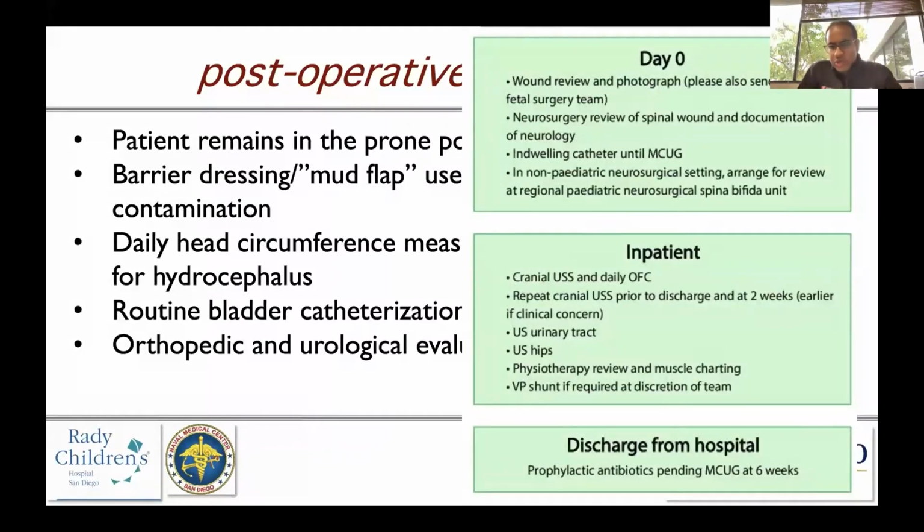This is just a screenshot of an algorithm that's followed in a neonatal unit. You can see essentially this care is quite protocolized with very little variation across centers.